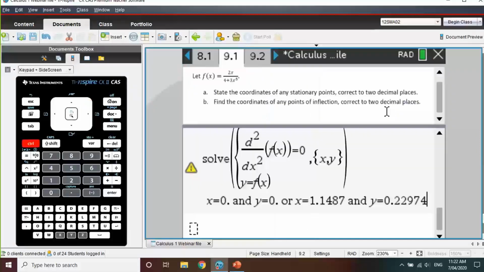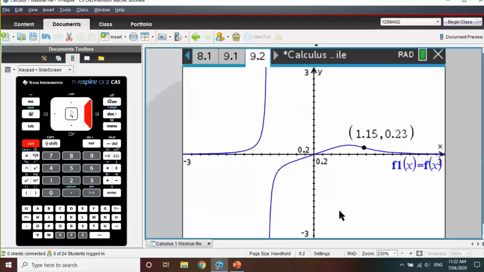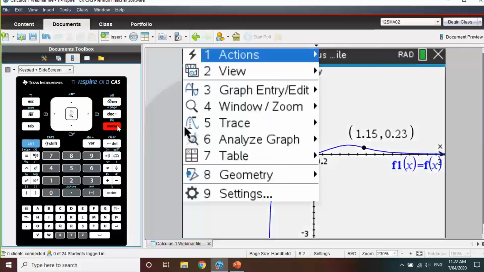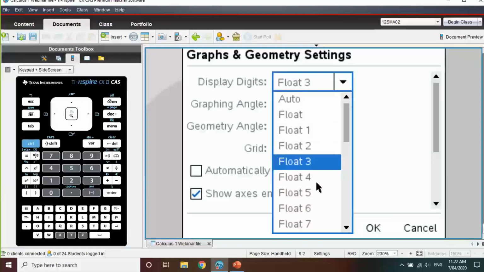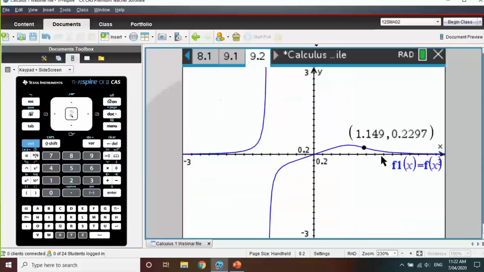the calculator option will give you more. Otherwise, you may have to change your settings in the graphing menu through settings here and change it to a float, perhaps 4 or 5, to pick up some more decimal places from there. Okay, so that's if a question would ask for correct to 3 decimal places or 4 decimal places, that's how we can modify that quick graphical way.